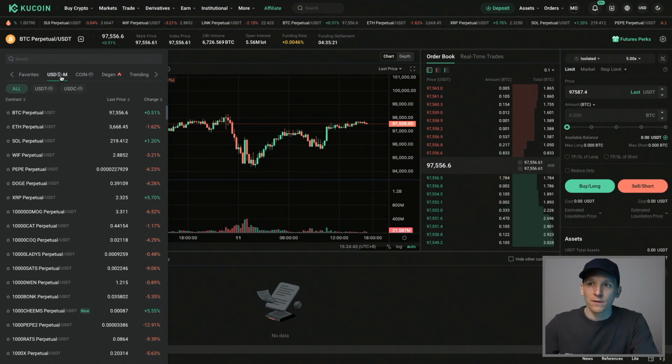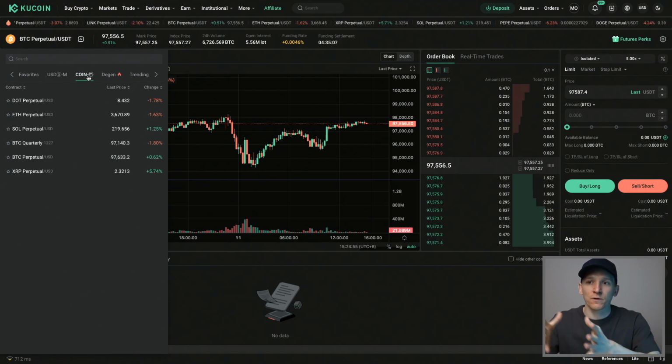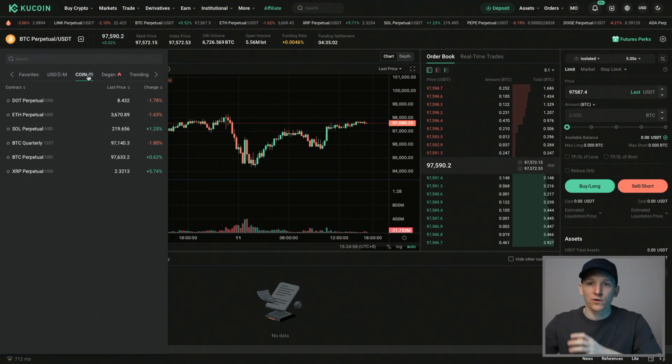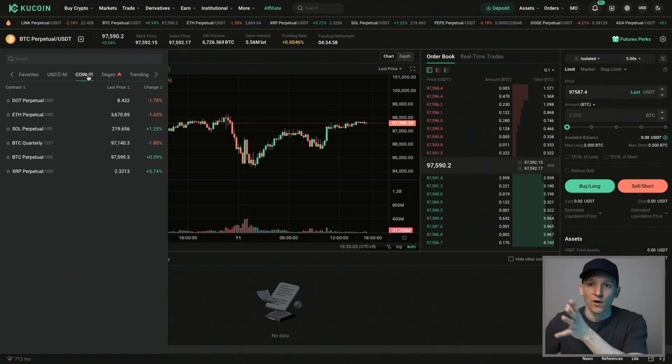In any case, USD margin is when you use a stable coin like USDT as collateral. Coin margin is when you use a crypto asset as collateral. So you can put Bitcoin onto the system and use the value of that as collateral to pay for potential losses in trades. Now that's riskier because you now have a risk asset that's going up and down in value versus your trades. So potentially super risky.